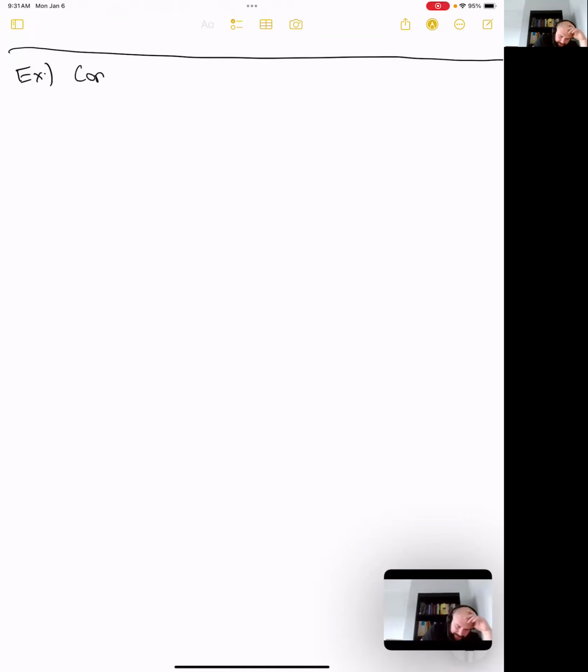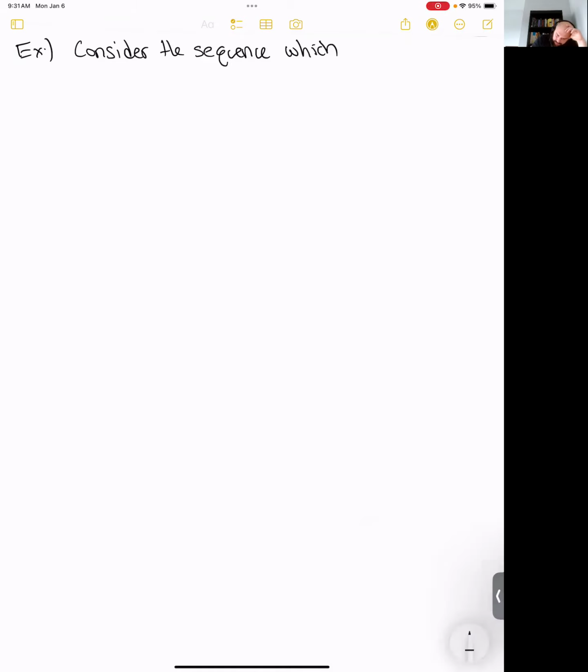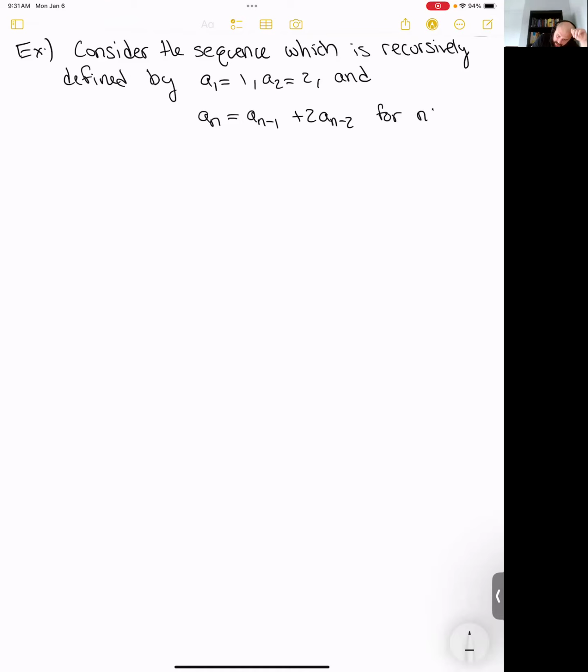So consider the sequence which is recursively defined by a sub 1 is equal to 1, a sub 2 is equal to 2, and the recursive formula this time is that a sub n is equal to a sub n minus 1 plus 2 a sub n minus 2 for n bigger than or equal to 3.